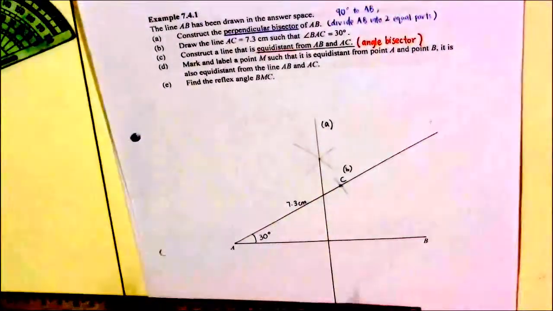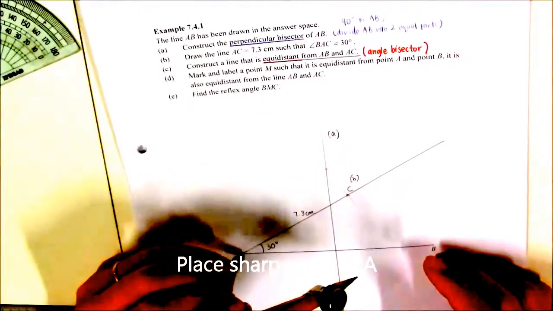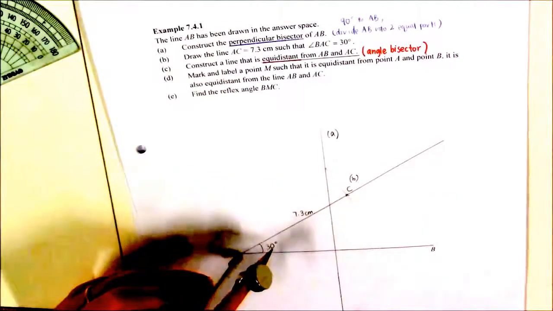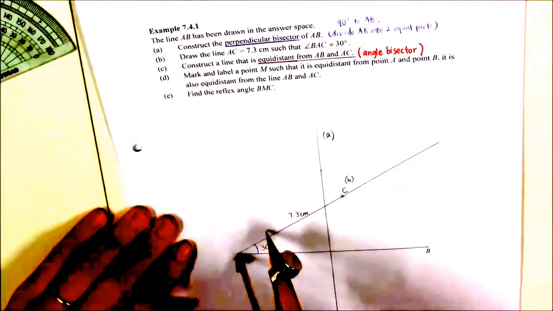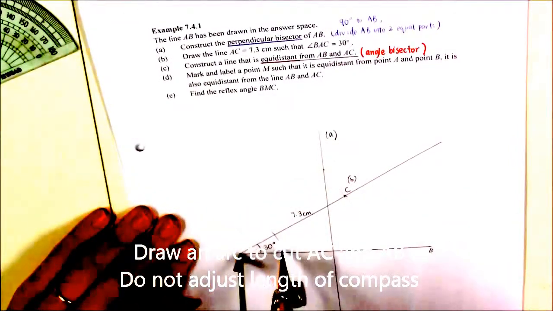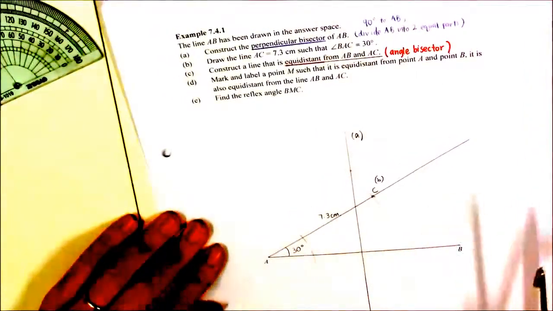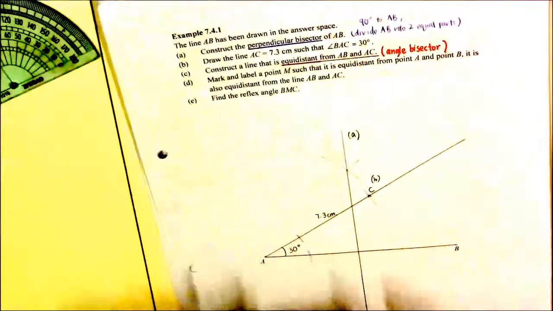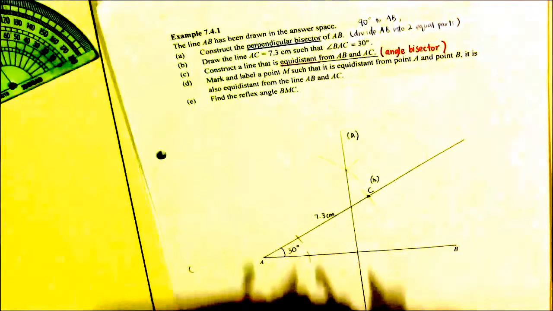Okay, so first of all, we will put the sharp point at A, and we'll measure just a very, very small angle. Let's adjust the compass. Just a small angle. Okay, this length is about right. We will now draw an arc to cut the line AC, and without adjusting the length of the compass, we're going to draw an arc at AB. Okay, good. At this point, you can either change the length of the compass or choose to keep it the same. Our recommendation is to let it remain the same.